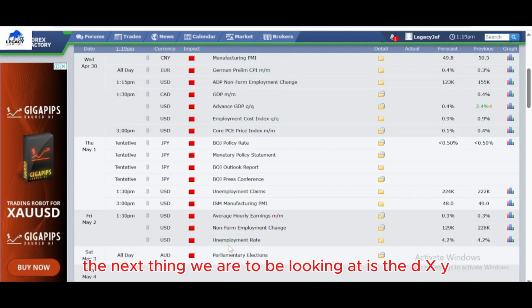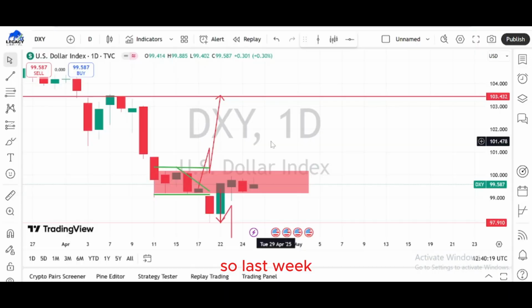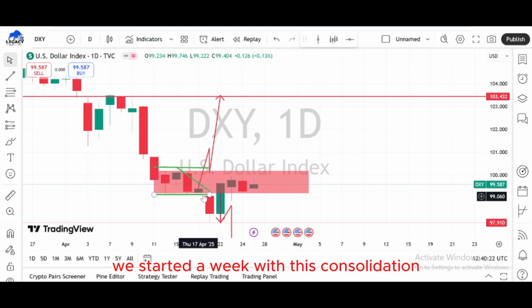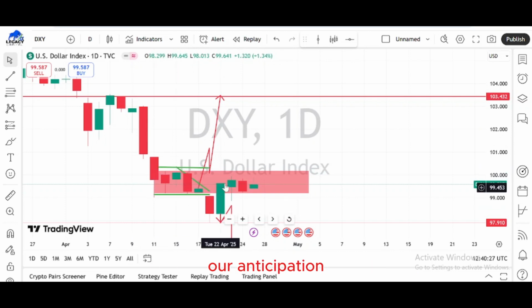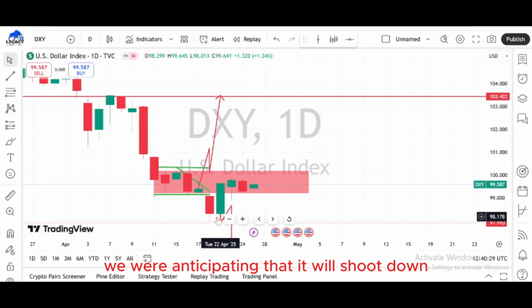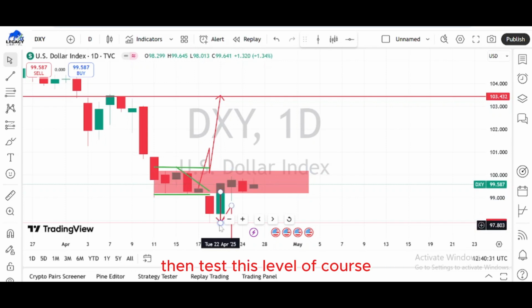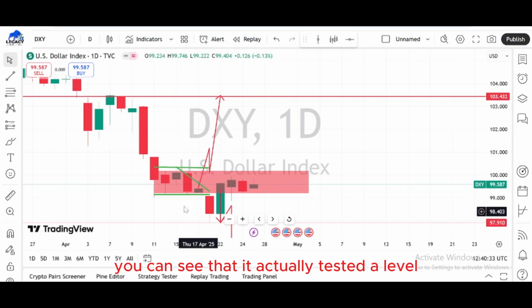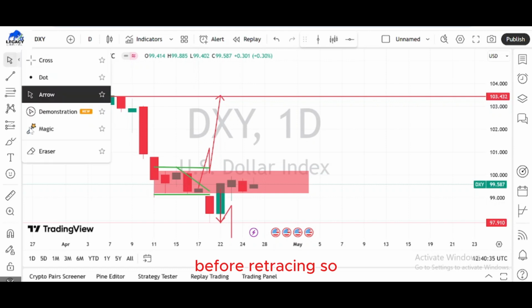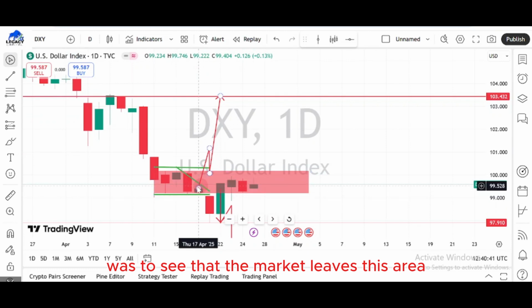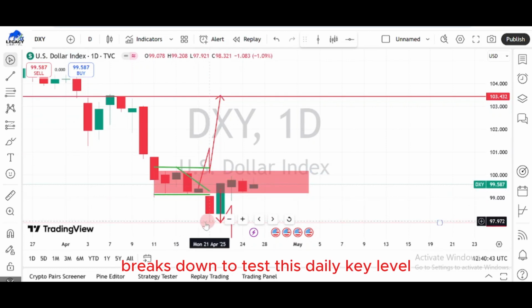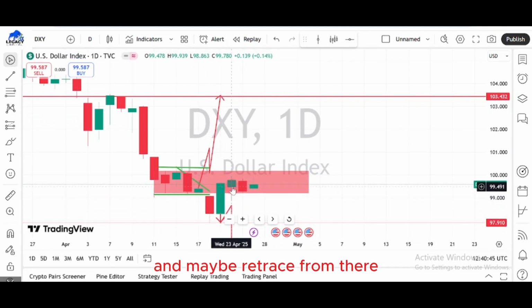From there, the next thing we are to be looking at is the XY. So last week we started the week with this consolidation within these green lines, and we were anticipating that it will shoot down, then test this level. Of course, you can see that it actually tested the level before retracing. So our trading bias was to see that the market leaves this area, breaks down to test this daily key level, and maybe retrace from there.